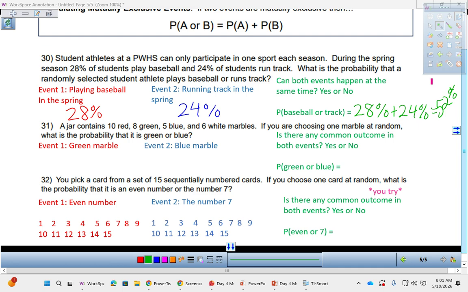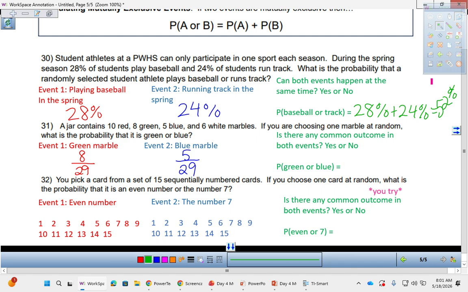Mutually exclusive. If they're mutually exclusive, then we can add their probabilities together. So the first thing we have to do is figure out, what's the probability of getting a green marble? There are 8 green marbles. Out of how many? 29. 10 plus 8 plus 5 plus 6. 29. Then we need to find the probability of a blue marble. Well, there are 5 blue marbles out of 29.